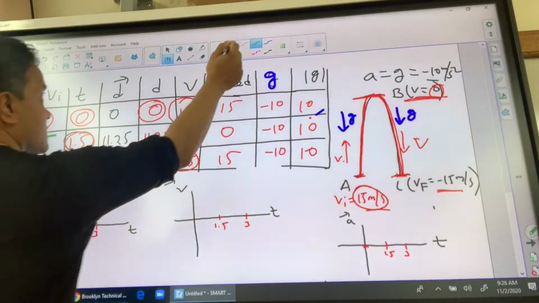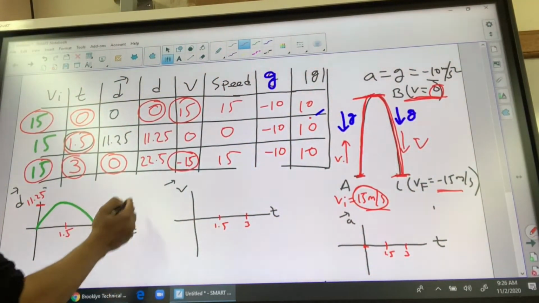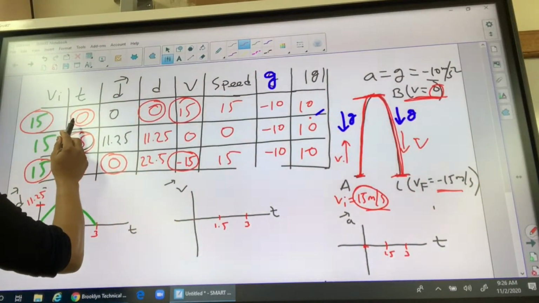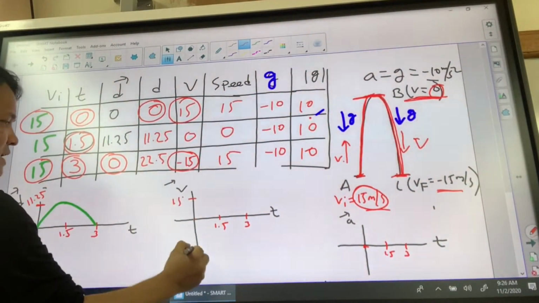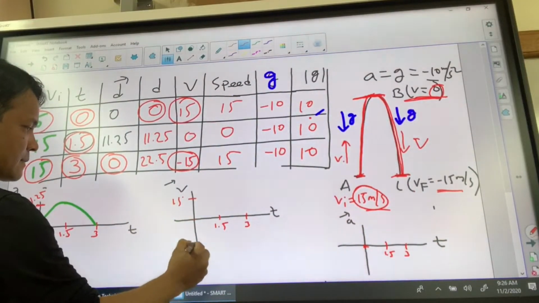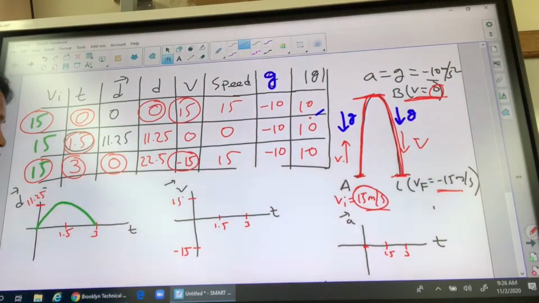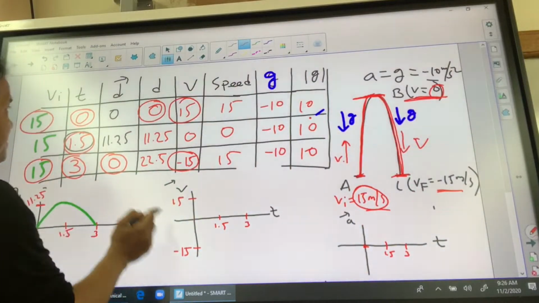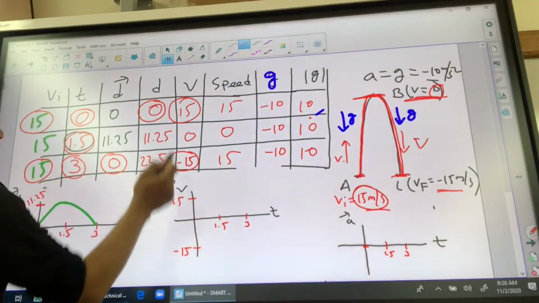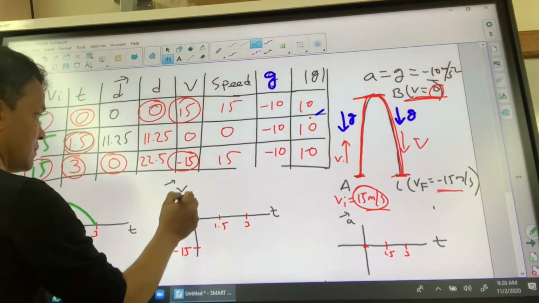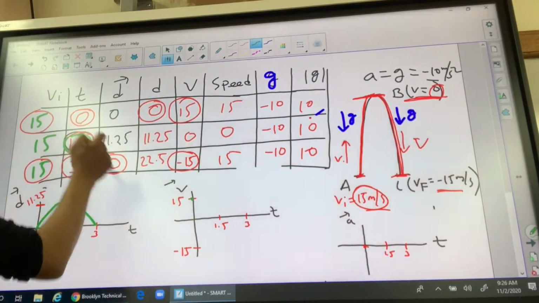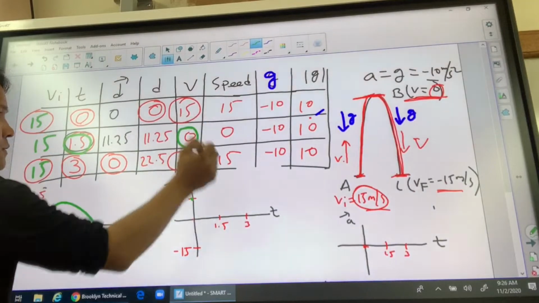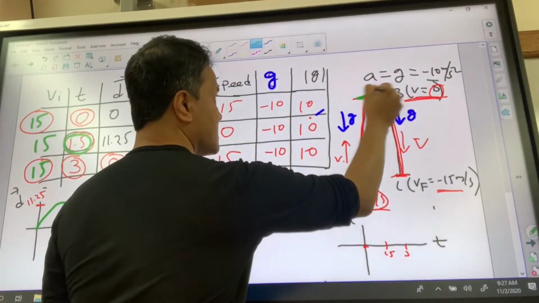All right. So let's see. What is the velocity? Initial velocity is 15. What is the final velocity? It is negative 15. Okay. So at 0 second, the velocity is 15. At 1.5 second, the velocity is 0.